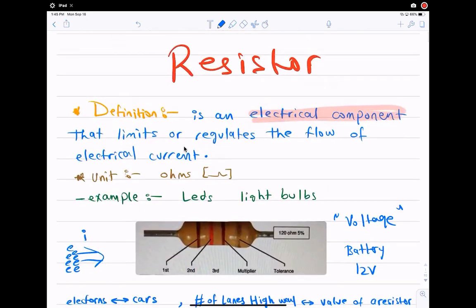The unit of resistance is ohms, and this is the shape of it. A real life example is a light bulb or LEDs. Think of it, when a current goes through a light bulb, this light bulb would take the energy from those electrons and convert it to light.